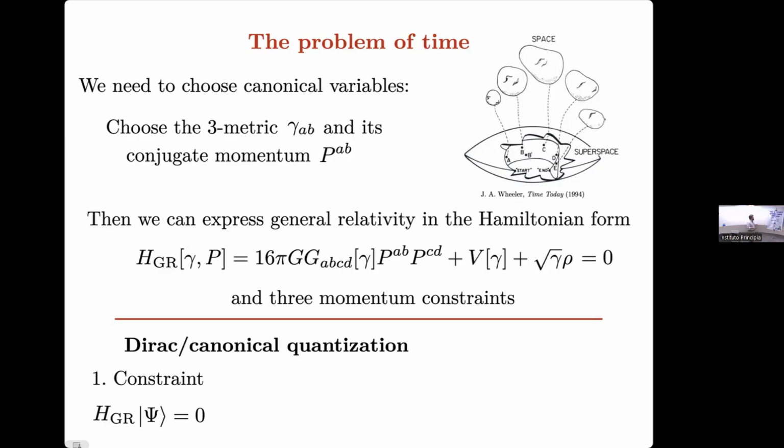And then maybe you want to impose some dynamics, so you postulate the Schrodinger equation. Sorry, what's G_ABCD? This is the DeWitt metric on superspace. So basically, this is like a kinetic term.